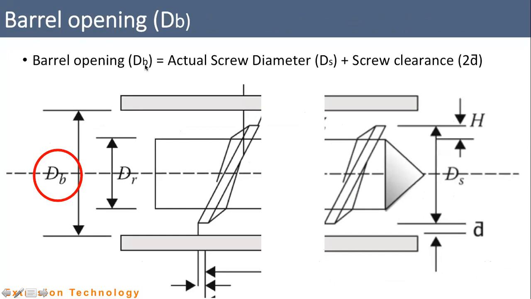And barrel opening equals DB equals DS plus 2D, the screw clearance.